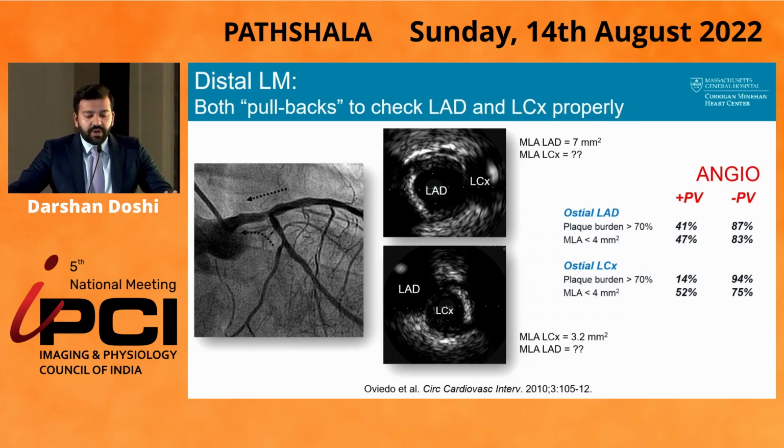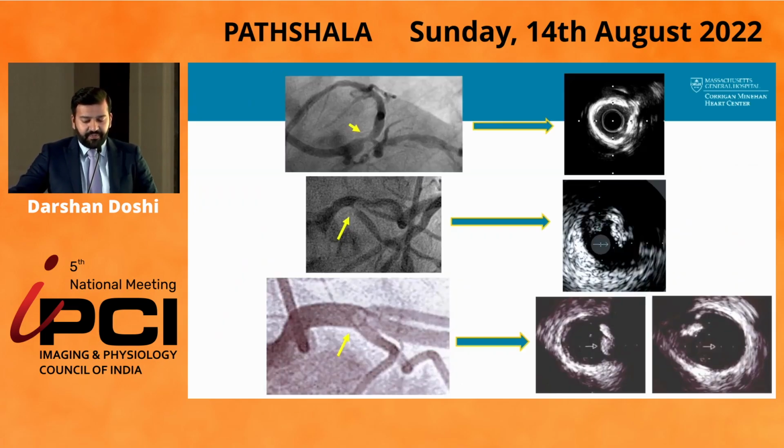So when you look at a distal left main lesion, one of the things you have to make sure of is that you do not miss ostial or proximal LAD and circ disease. So you have to do a pullback in both branches. If you see left main coronary artery disease in the distal left main, you have to do a pullback from both. Angio has a fairly poor predictive value, both positive and negative.